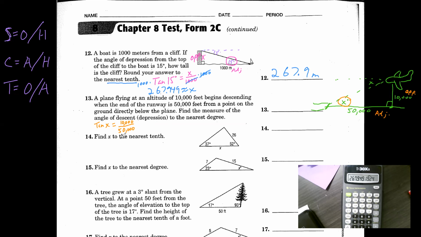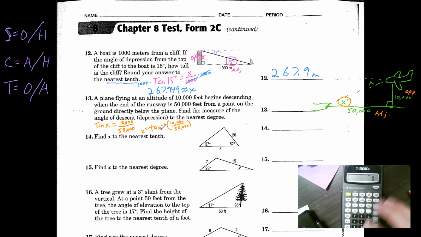And in order to solve this, again, in order to get rid of tangent so that we're solving for an angle measure, that's where you do the inverse operation. So we're doing the inverse tangent of 10,000 over 50,000. And that's what's giving us x. So plug it into the calculator.